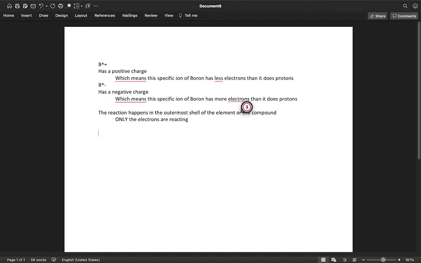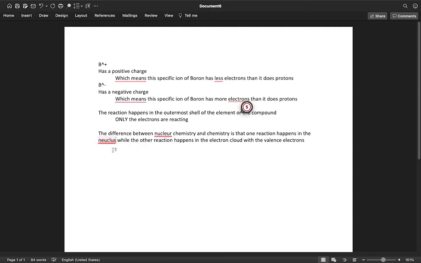Which is something that we talked about as well. The difference between nuclear chemistry, I spelled that wrong, and chemistry is that one reaction happens in the nucleus, while the other reaction happens in the electron cloud, which is just another way of saying where the electrons are located, which is the electron cloud, with the valence electrons, which are on the outermost shell of your atom.